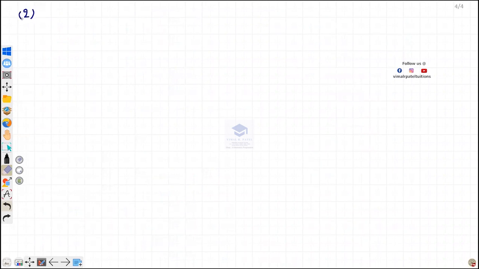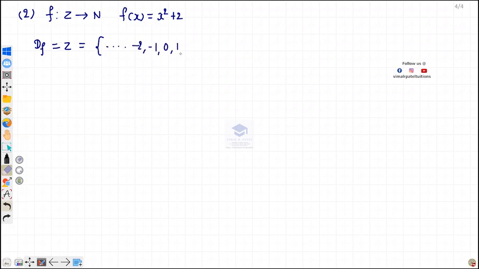My second: f is a function from Z to N, f of x is equal to x square plus 2. Now your domain, that is Z: minus 2, minus 1, 0, 1, and so on. Your codomain is only positive.